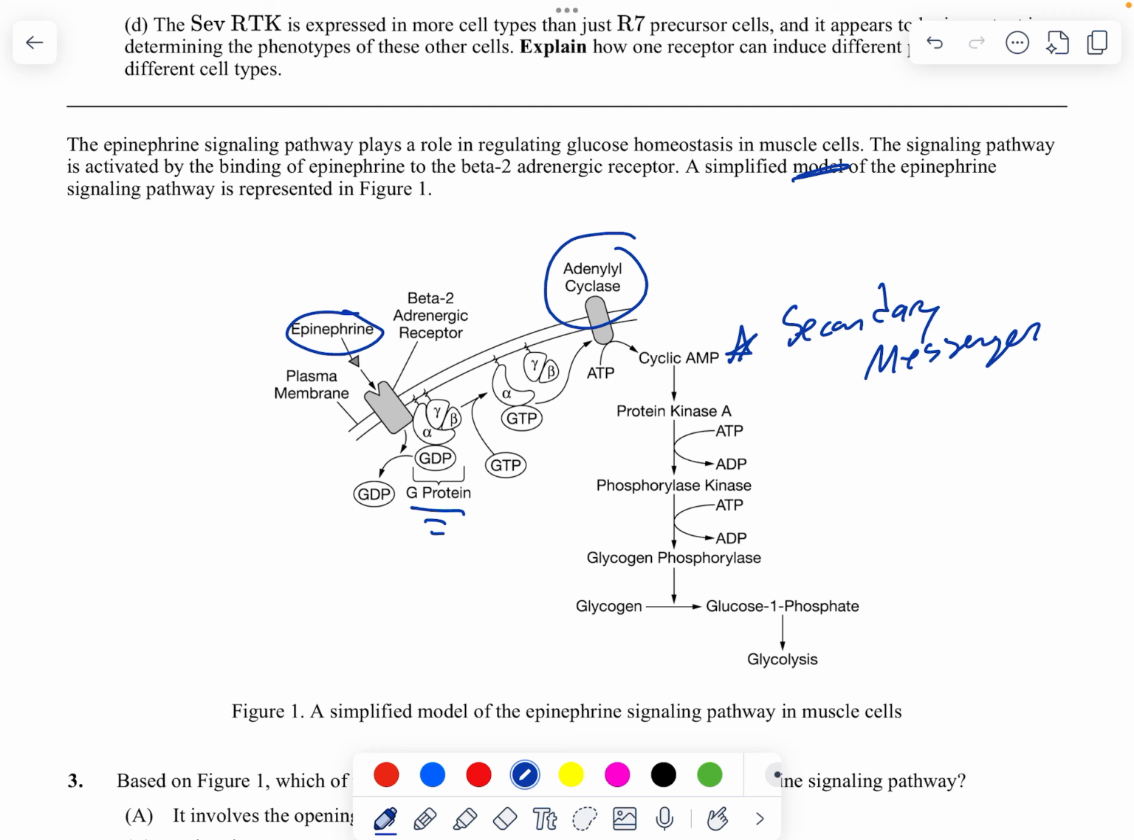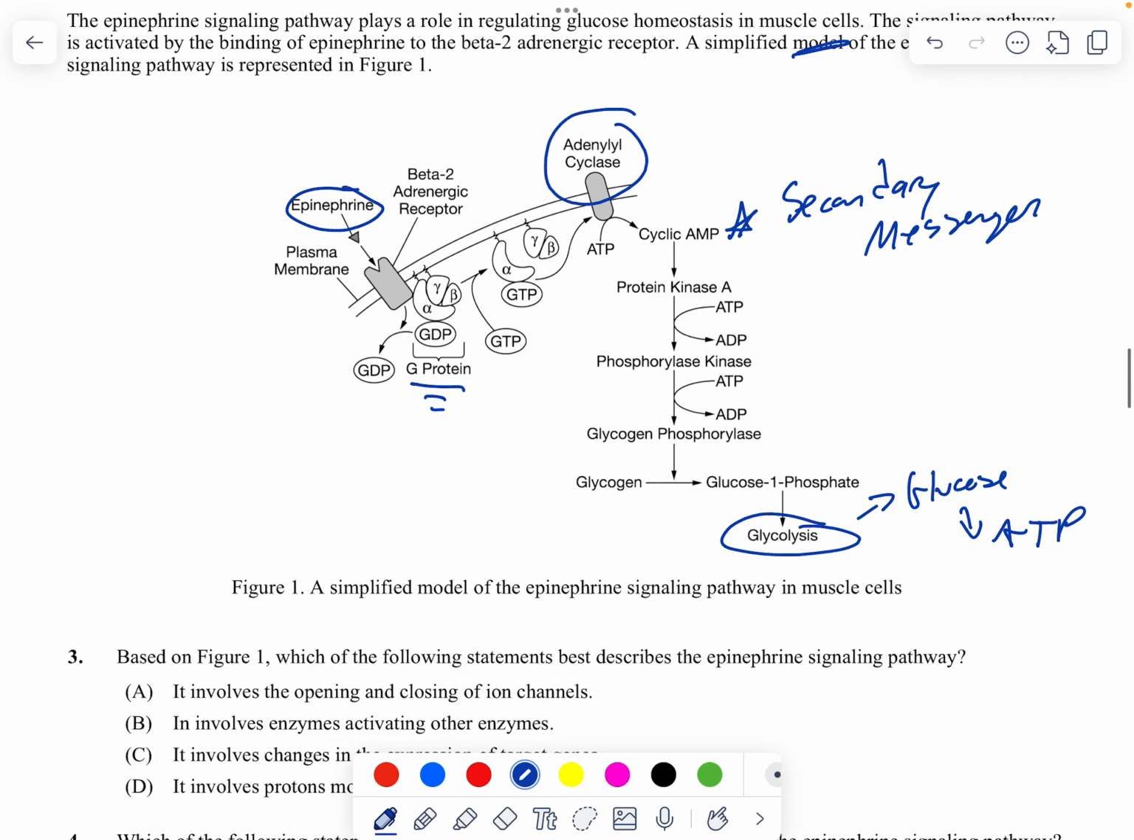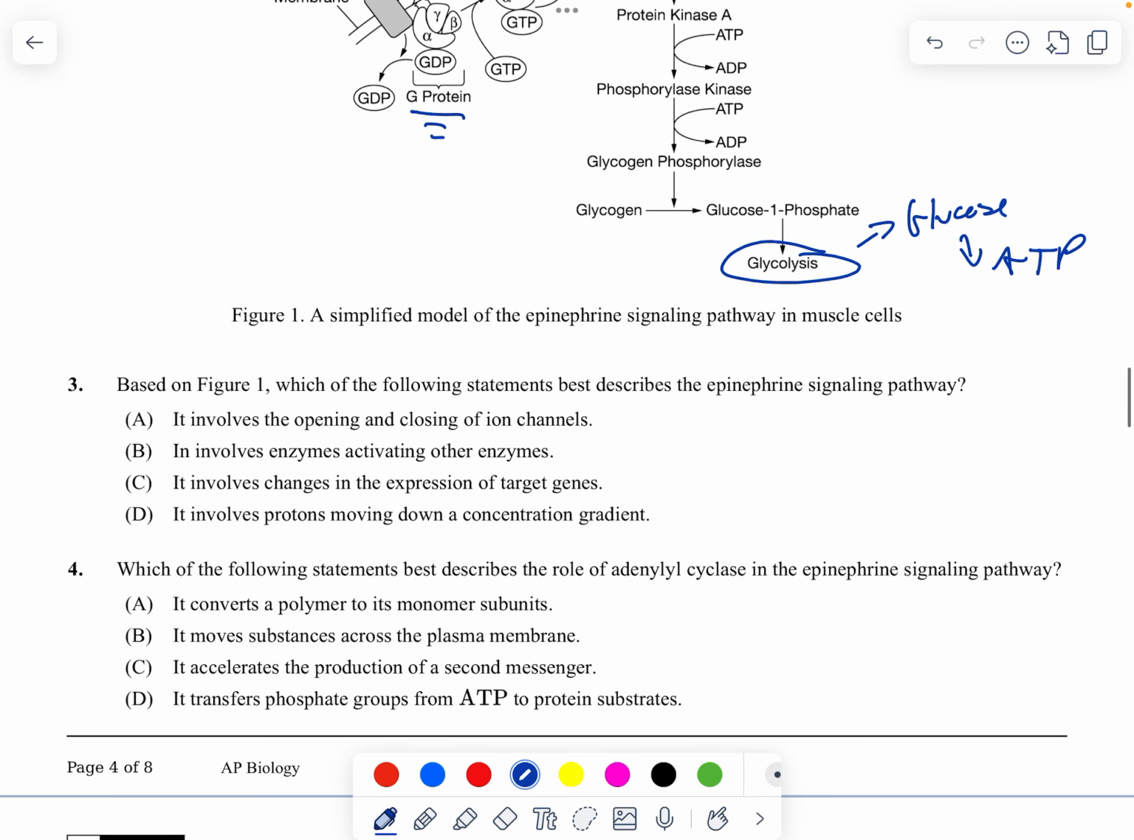Protein kinase A, phosphorylase kinase, glycogen phosphorylase, and then glucose 1-phosphate, which leads to glycolysis, which is a process of using glucose to convert the energy in glucose into ATP energy. So I'm going to let you pause the video here, read through these two questions, and I'll highlight the answer after you're done pausing.